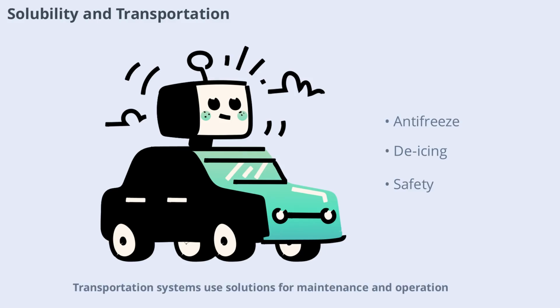Transportation systems use solutions for maintenance and operation. Antifreeze is a solution that prevents engines from freezing, and de-icing solutions keep roads safe in winter. Understanding solubility ensures reliable and safe travel.